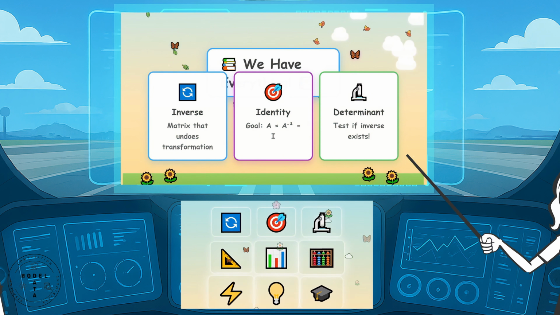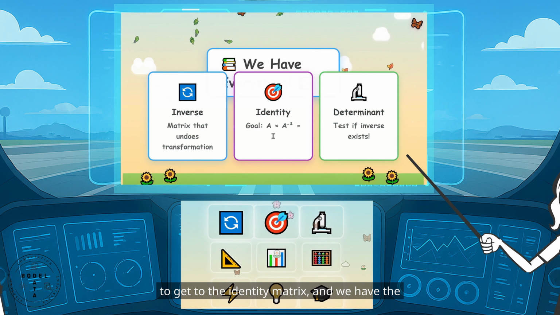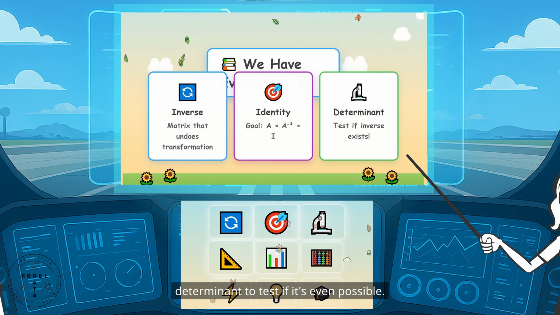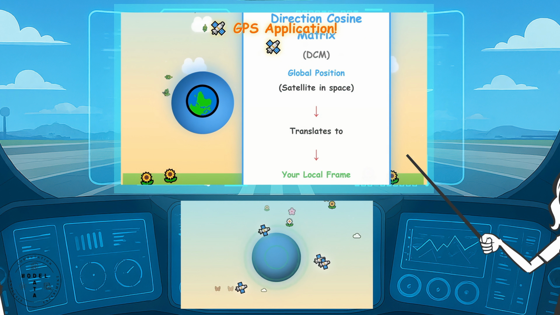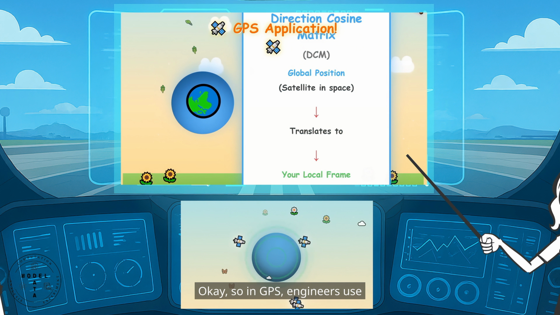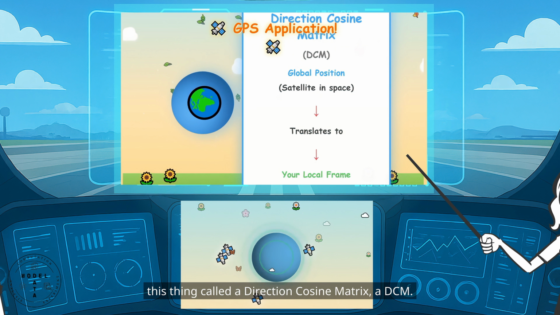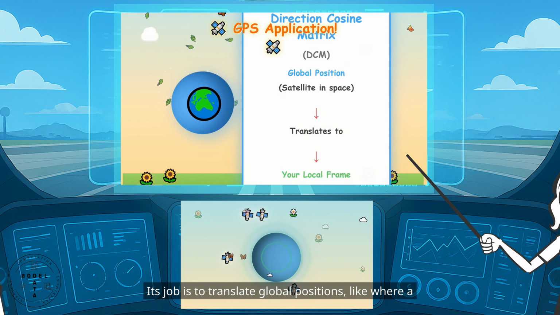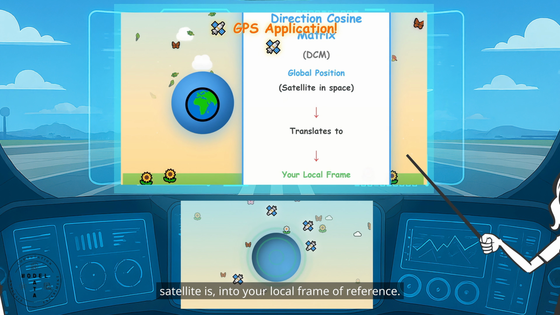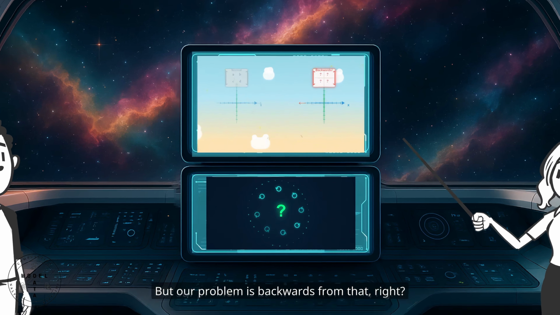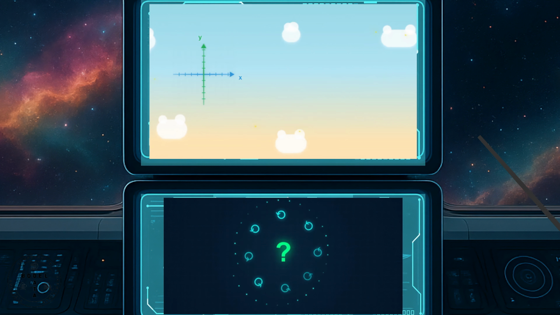Okay. So now we have everything. We know what an inverse is, we know we're trying to get to the identity matrix, and we have the determinant to test if it's even possible. So let's go back to your GPS puzzle. Yes. Okay, so in GPS, engineers use this thing called a direction cosine matrix, a DCM. Its job is to translate global positions, like where a satellite is, into your local frame of reference. But our problem is backwards from that, right? We know our local position and we want to find the global one.